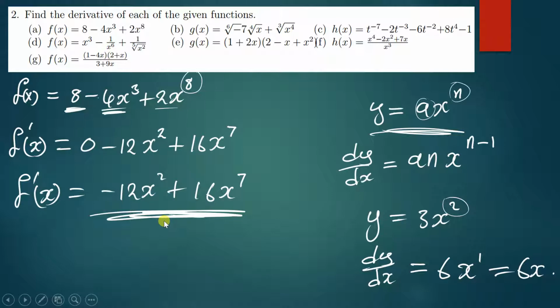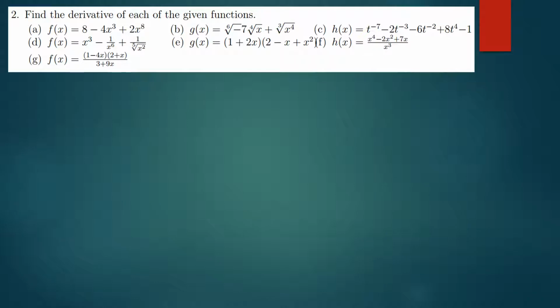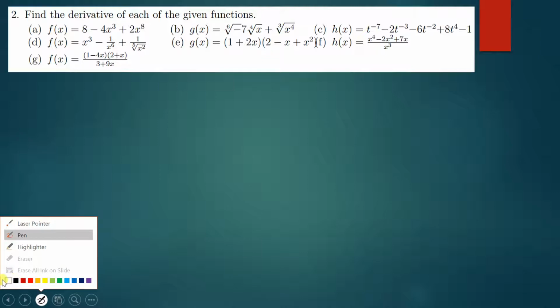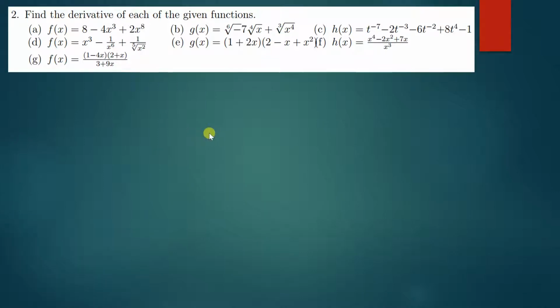Okay, so let's move on to the next question. So the next question is almost the same as the first question, except that it's a bit complicated. So this one is g of x. So g of x is equal to the 6th root of negative 7.